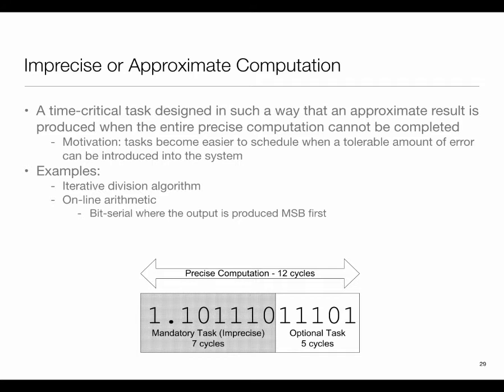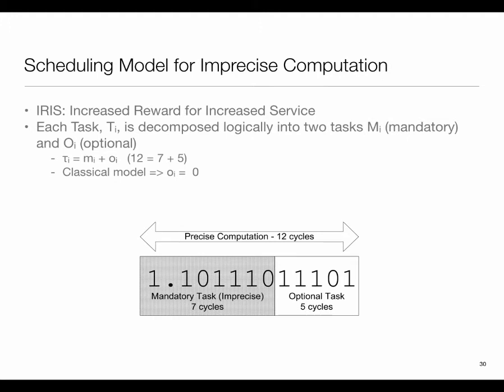In this particular example, let's say somewhere I'm doing some division, and instead of computing all the bits after the decimal point, maybe I compute only some of them. So I have an approximate result, and many algorithms lend themselves to this kind of model. These kinds of tasks are called IRIS tasks, increased reward for increased service. Service in this case is time, but it could be any other thing. It could be energy, it could be memory, it could be network bandwidth, essentially more resource, better quality.